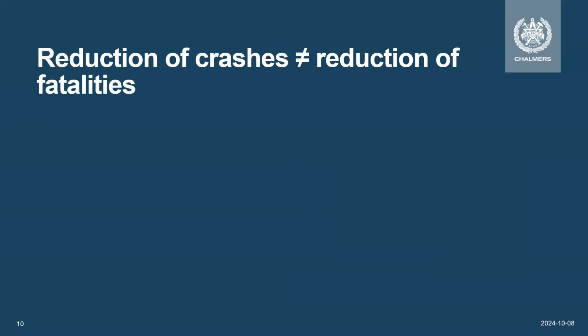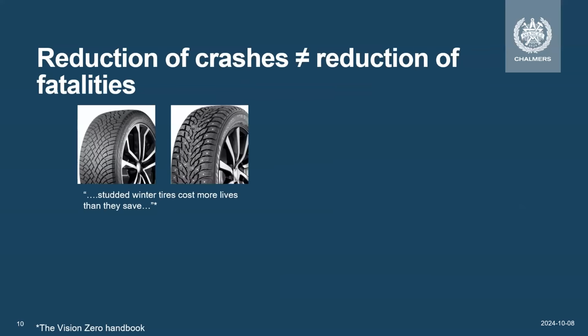One main point I want to make throughout this is that reduction of crashes doesn't necessarily mean reduction of fatalities. If we take a look at, for example, the Vision Zero handbook, you can find it online. Studded tires, they explicitly write this: the studded tires cost more lives than they save. What they do is that you can drive faster, but you crash. While if you're looking at the low speed conflicts, they will be reduced. So you're actually reducing the number of low speed conflicts, but you're increasing the number of fatalities, which is a problem.